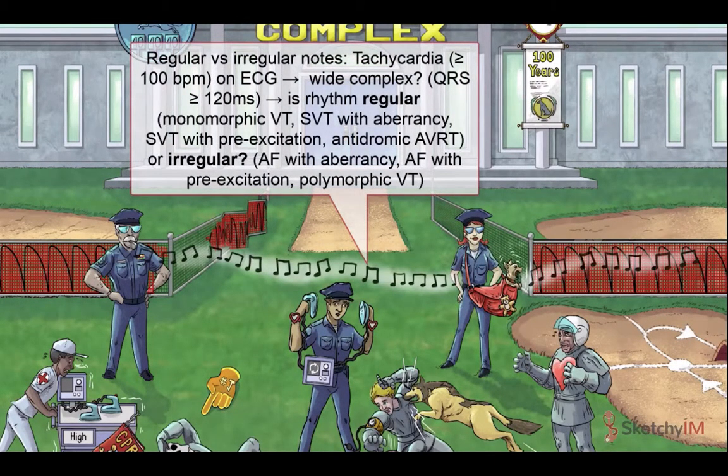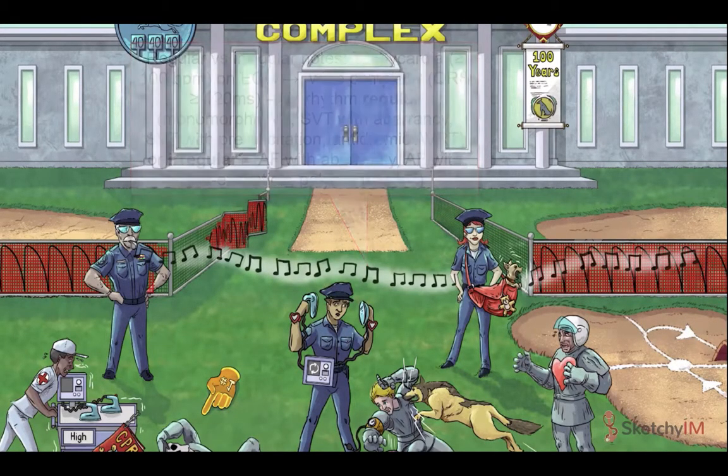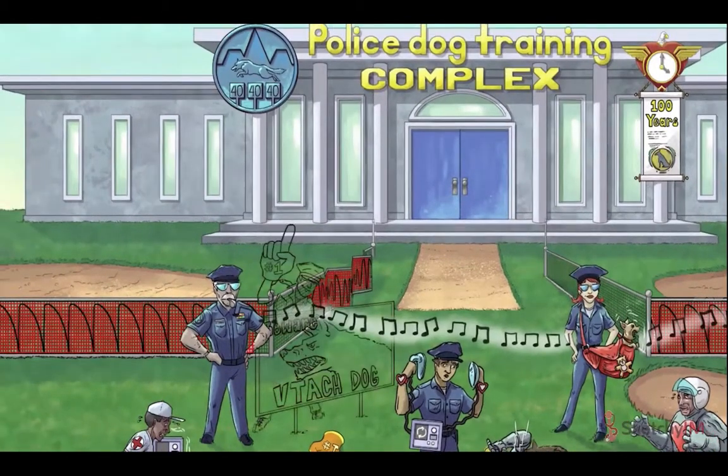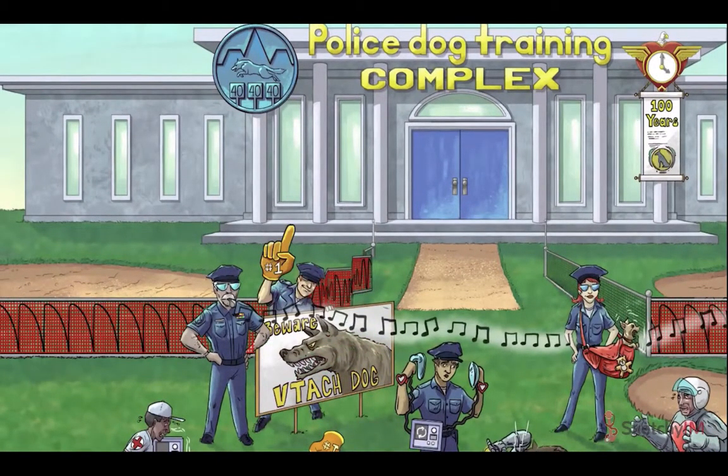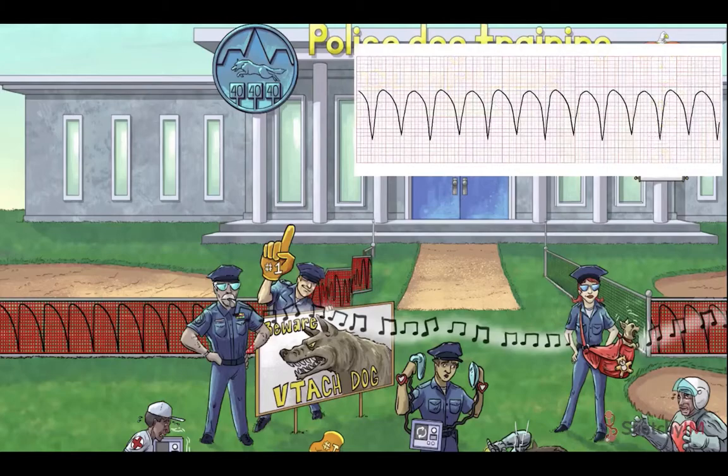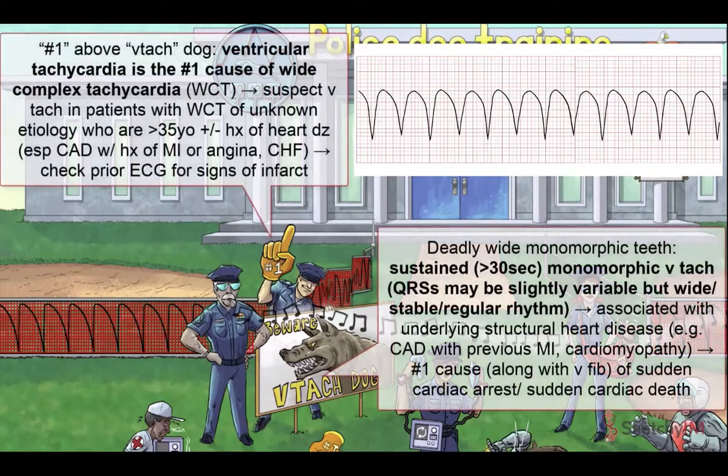As highlighted by the regular and irregular notes emanating from those dog whistles. Let's look at regular first, shall we? Ventricular tachycardia is by far the most common cause of wide complex tachycardia. And in this scene, it's represented by a ferocious VTAC dog with those jagged teeth resembling the wide monomorphic QRSs on the ECG.